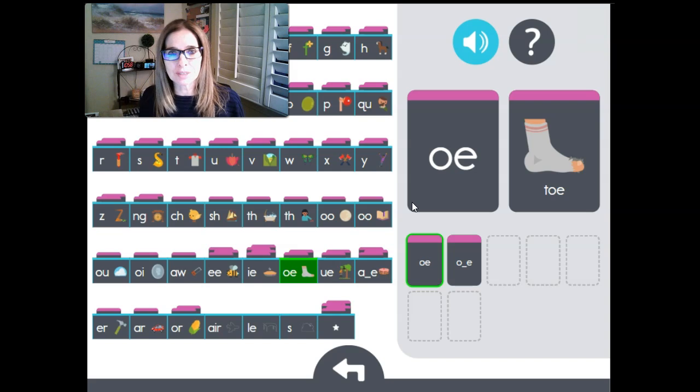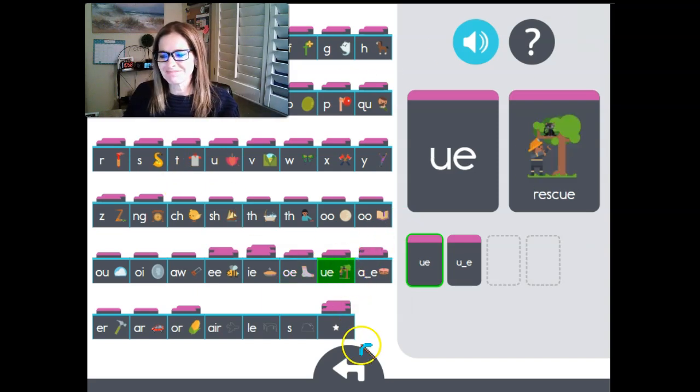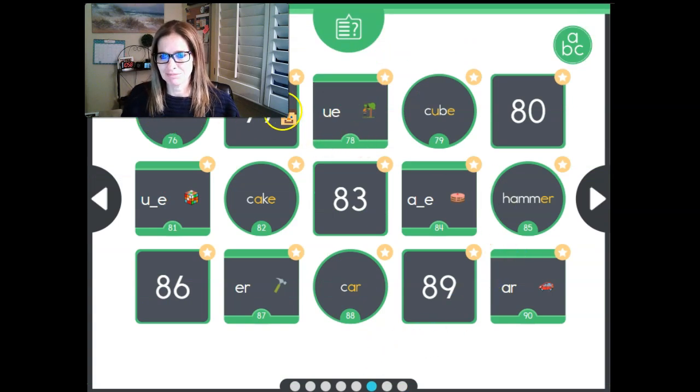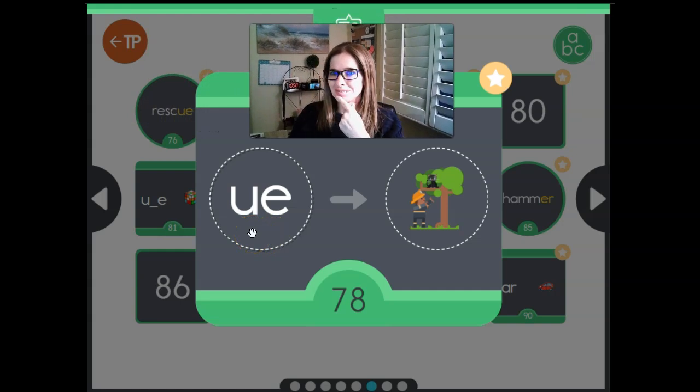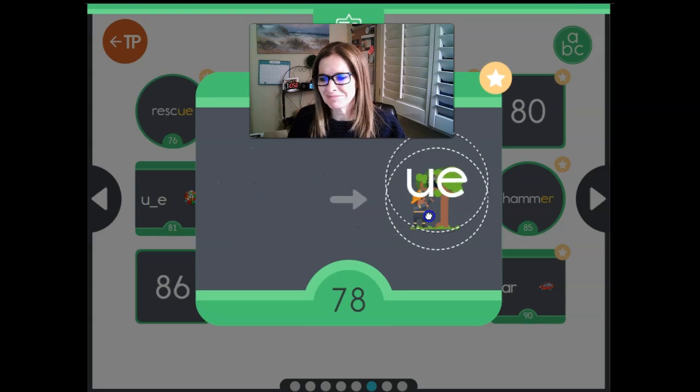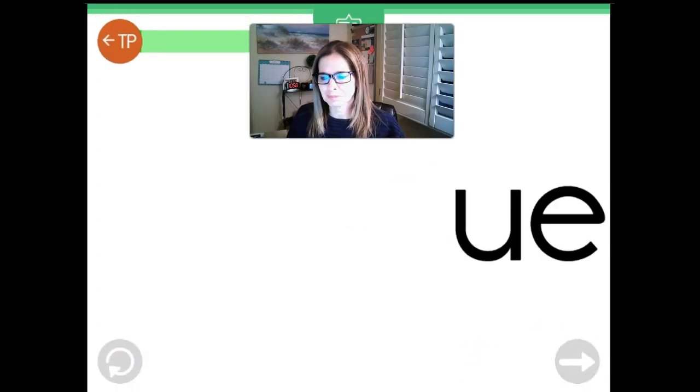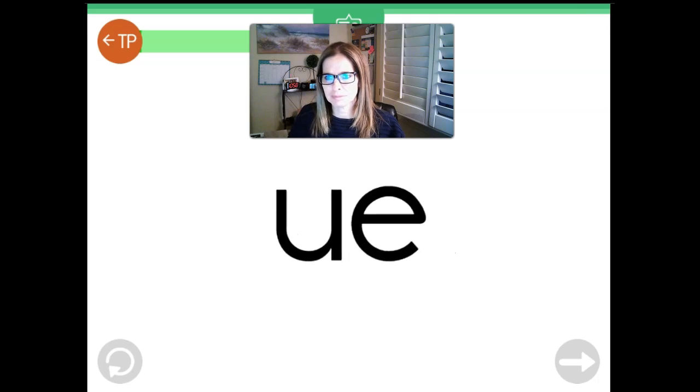Now let's go on to another sound. Remember, we want to be making that connection to these patterns. All right, the next sound we're going to work on is spelled with U-E. You know what it is? Let's see. U, as in rescue. So this is two letters once again making one sound. This is the two-letter spelling for the U sound as in rescue.